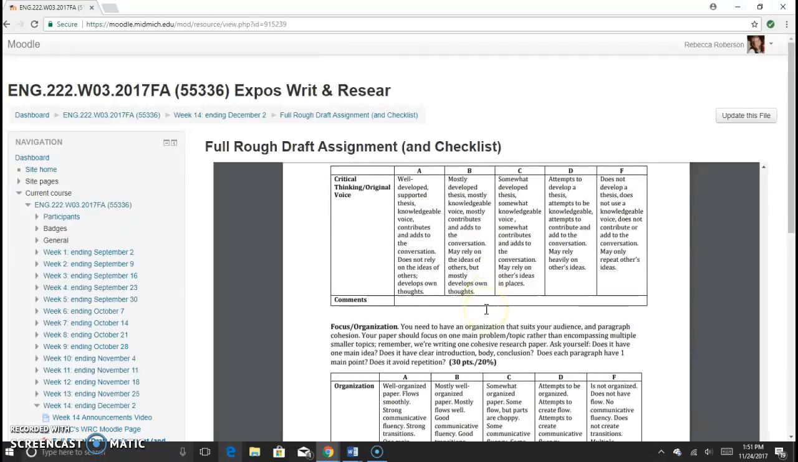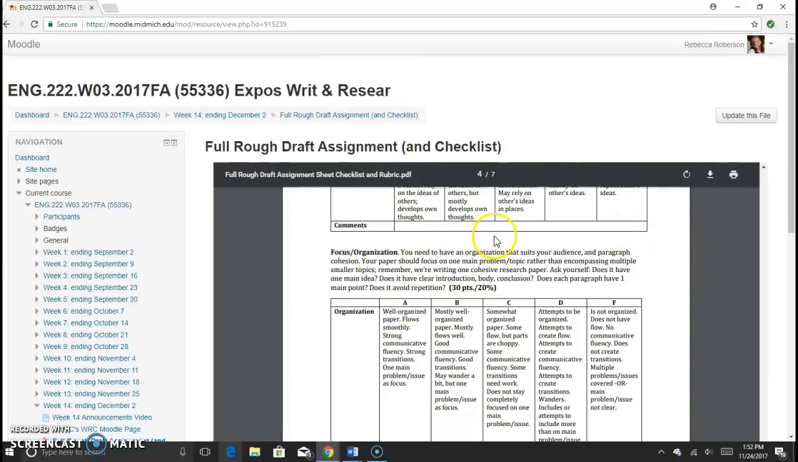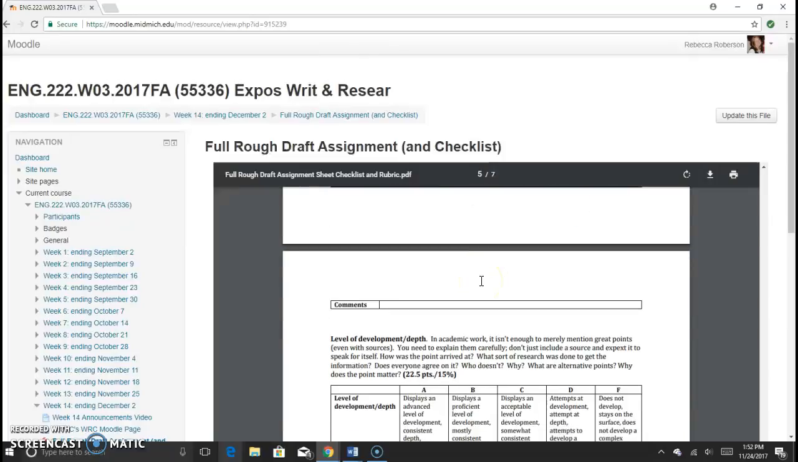The next one is organization. And I didn't see too many organization issues. I did see a couple papers that kind of wander around. But again, with a more well-developed thesis statement, organization will probably be easier to achieve.